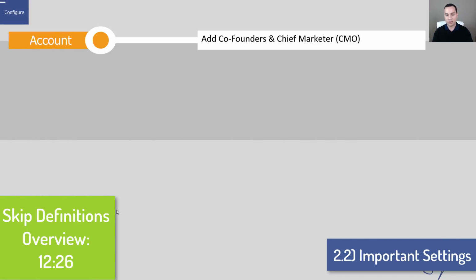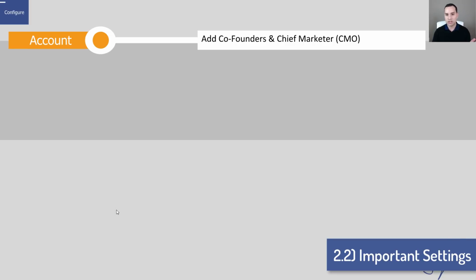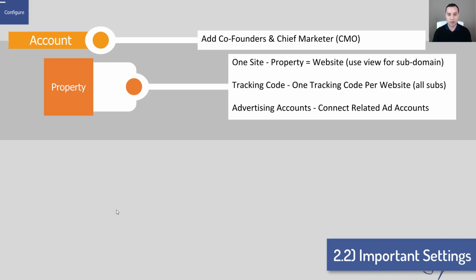So at the account view, really all we're doing at the account level is adding our co-founders and chief marketing officers. That's pretty much it. It's just user management and naming the account. Next, in the property section, we're going to make sure that one ID is on one website, and we're going to be able to find our tracking code and connect our advertising accounts.